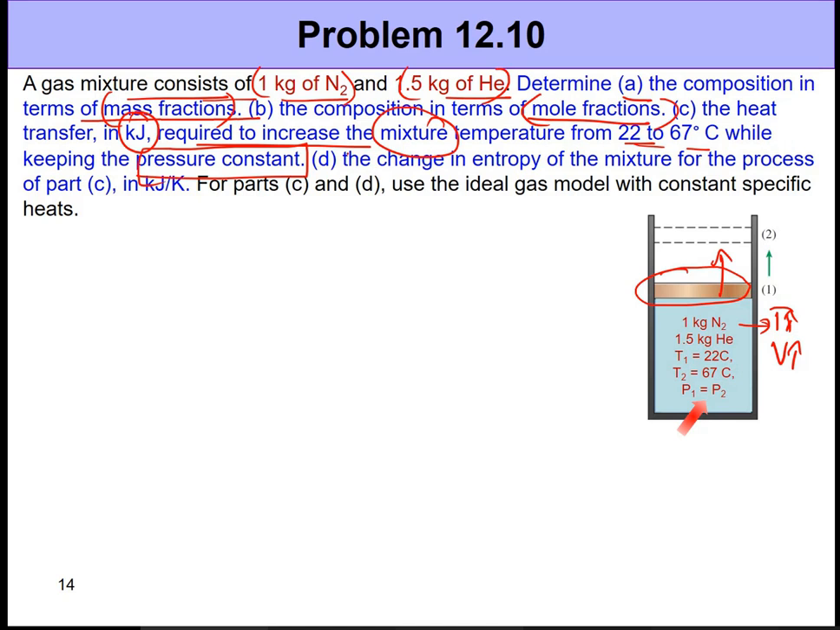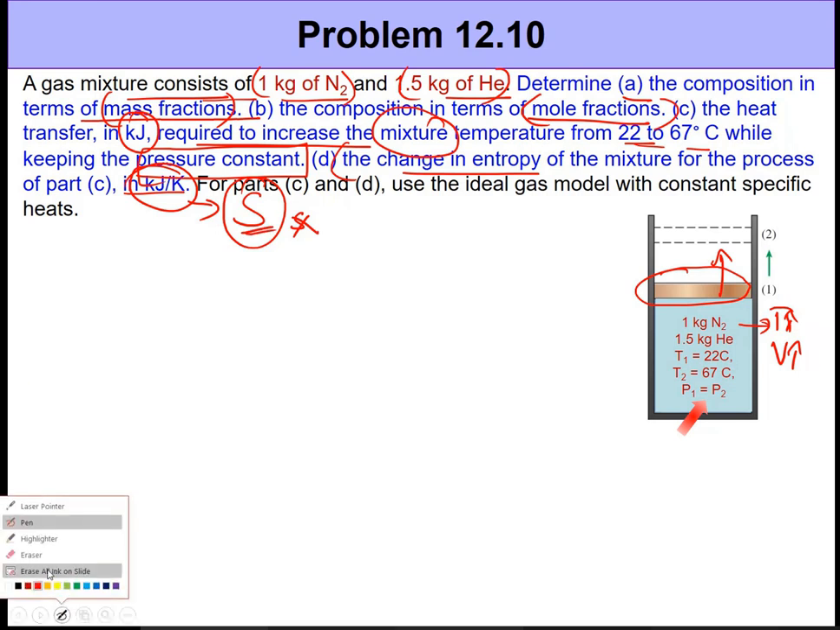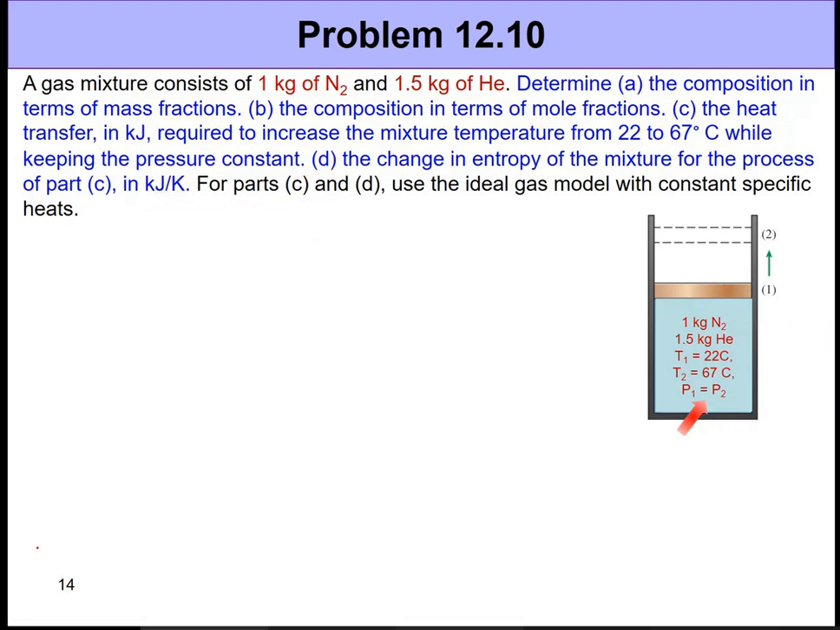Now, apart from determining the amount of heat transfer, we also need to calculate the change in entropy of the mixture for this constant pressure heating process. Again, this needs to be provided in terms of kilojoule per Kelvin. So we are looking for the big S, not the small specific entropy. We are looking for the big S, the change in the entropy itself. So this is the problem that we have been given.